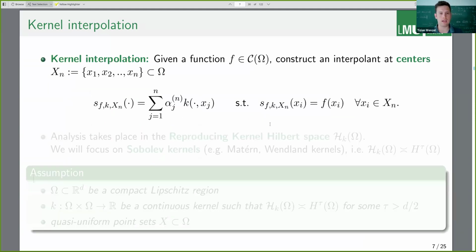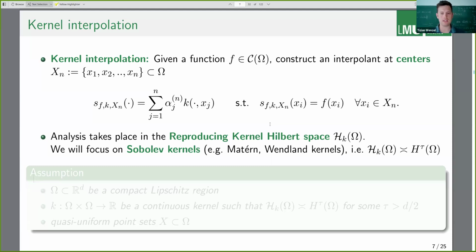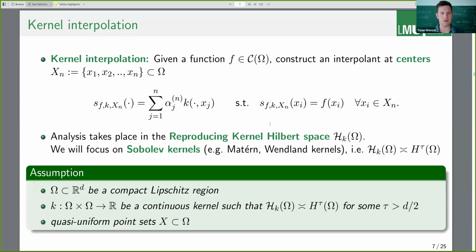Okay, and with this, we can now have an overview of the kernel interpolation setting, which we discussed so far, and especially of the assumptions on which the theory will be built. So we will consider a compact Lipschitz region, and we consider a continuous kernel, which is norm equivalent to a Sobolev space. And for now, for the theory, I would like to consider quasi-uniform point sets.